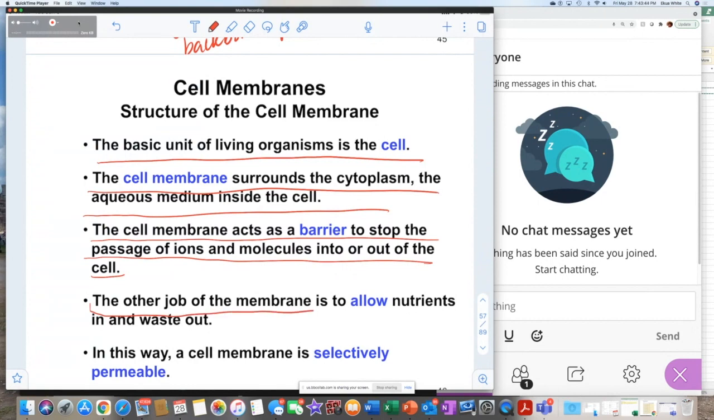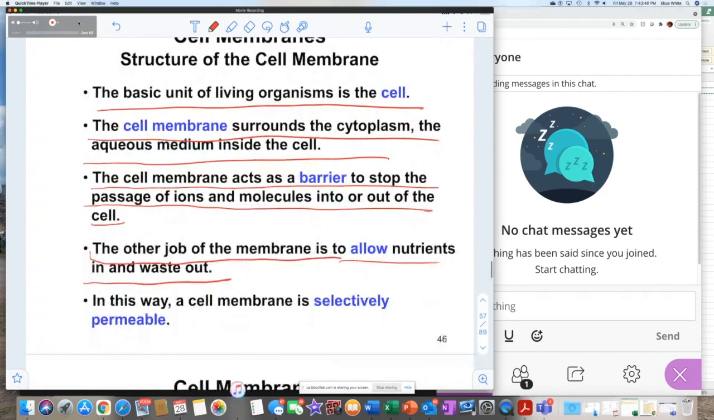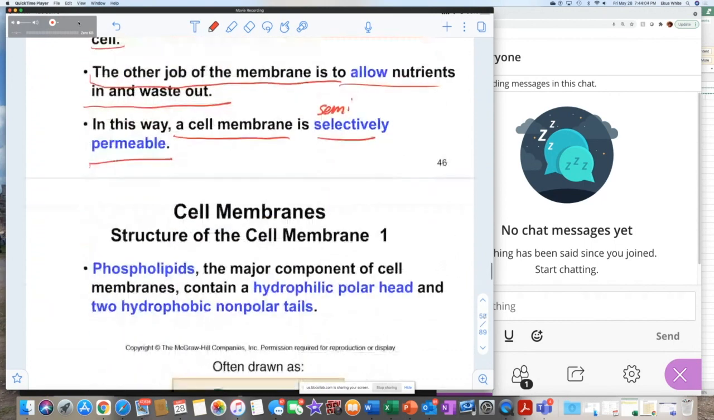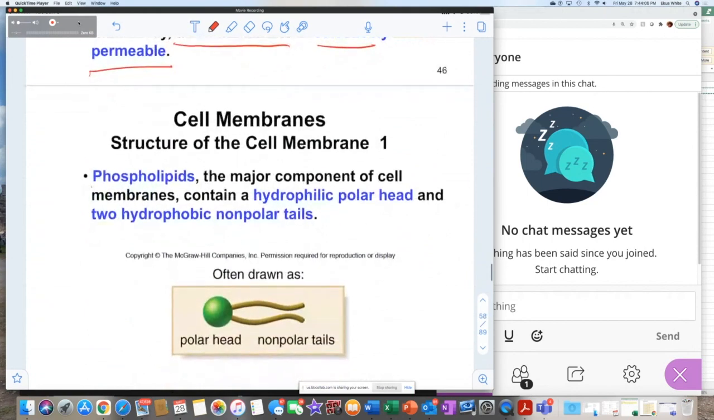The other job of the membrane is to allow nutrients in and waste out. In this way, the cell membrane is selectively permeable. I remember I had to learn this word in biology. They didn't say selective, they said semi-permeable. So certain things can go in, certain things can't go in, certain things can go out, certain things can't go out. So you don't want your cell leaking nutrients because you need nutrients, right?